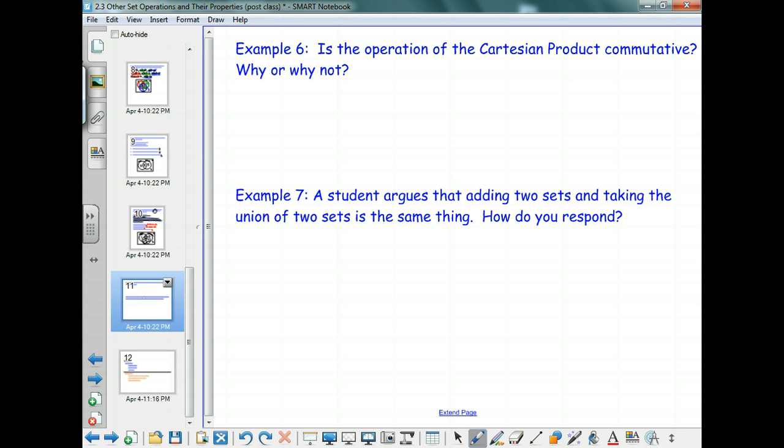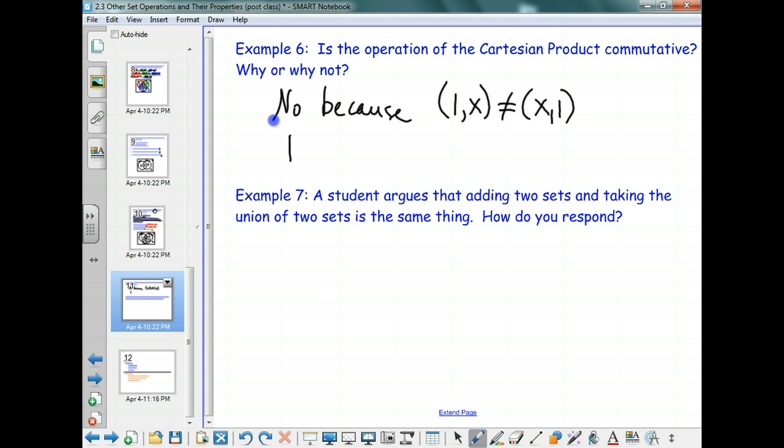So is it commutative? The answer is no. Because, and we can take one example for that, 1X is not the same as X1. You can refer back to slide 5. You don't end up with the same ordered pairs. It matters if you flip them. All right.